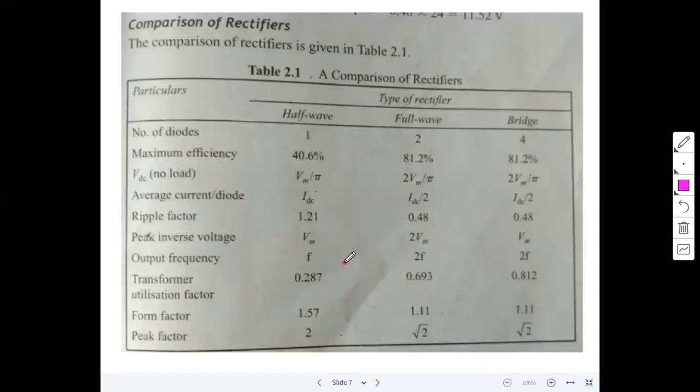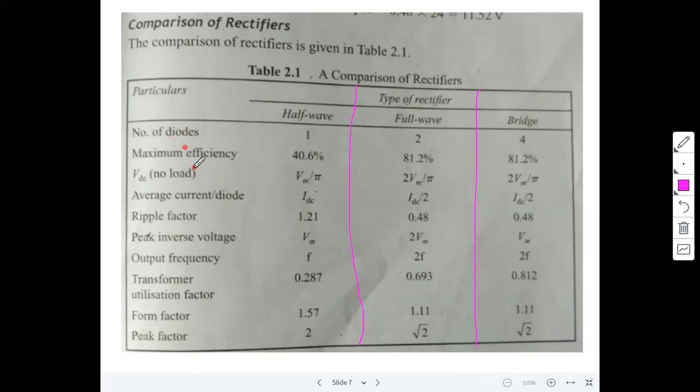Comparison between the rectifiers. So far we completed three different types of rectifier circuits here. One is the half wave rectifier, the second one is the full wave rectifier with center tap transformer, and the third one is the full wave rectifier with bridge, right? One is the half wave rectifier, and the remaining two are full wave rectifiers. One uses the center tap transformer, and another one uses the bridge form. In a bridge rectifier, the transformer is a normal transformer, right?